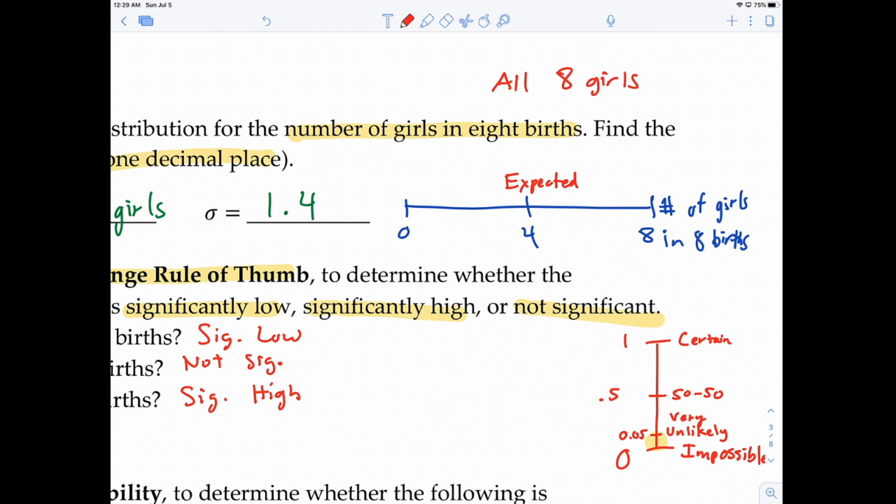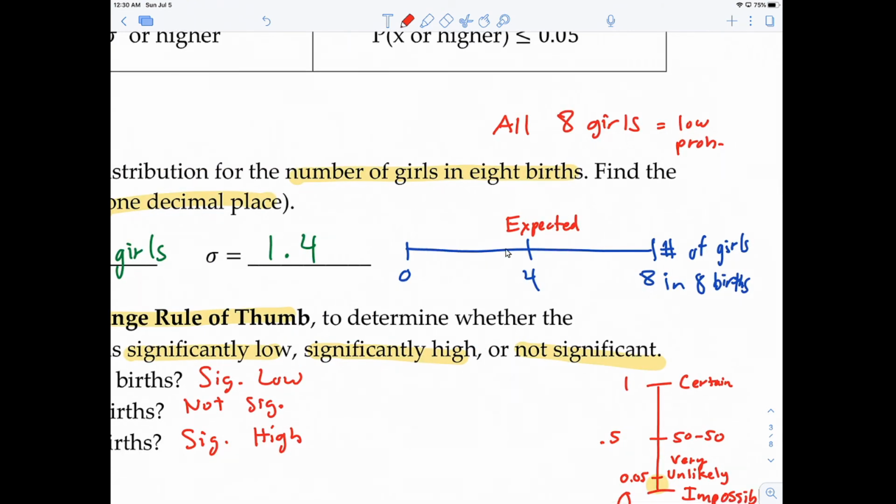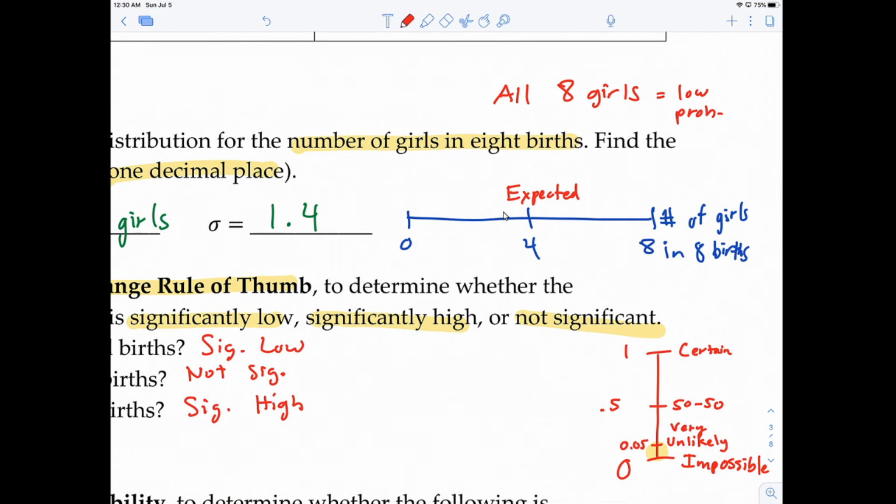So all girls equals low probability. Now, what about as I move to the left? Let's say 4 girls out of 8 births is 50-50, a 0.5 probability. What's the probability of 3 girls? Is that going to go up or is it going to go down? What about 2 girls? What about 1 girl? What about no girls?